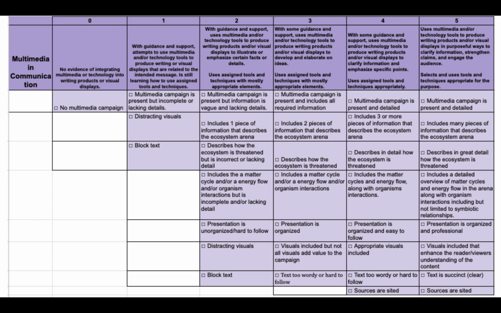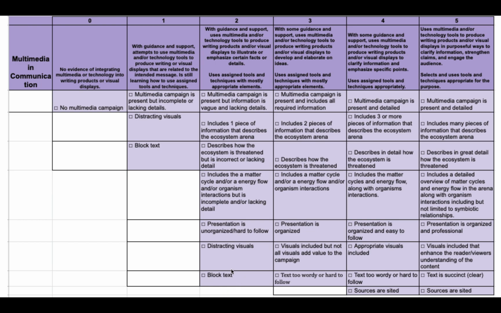Presentation is organized and easy to follow. You have appropriate visuals and your text is clear. Okay, so that's what I'm looking for on your slideshow, and it should work out as you are creating your own slides, okay? I do want to point out that block text is a level 2, right?